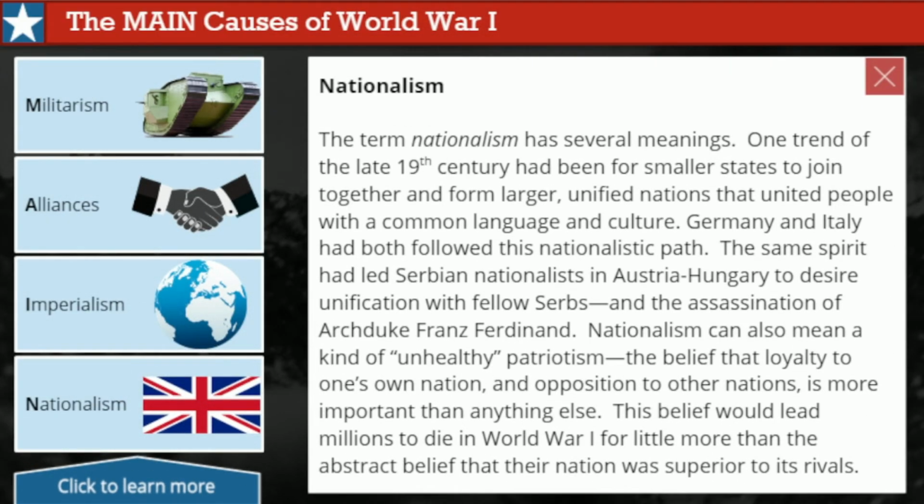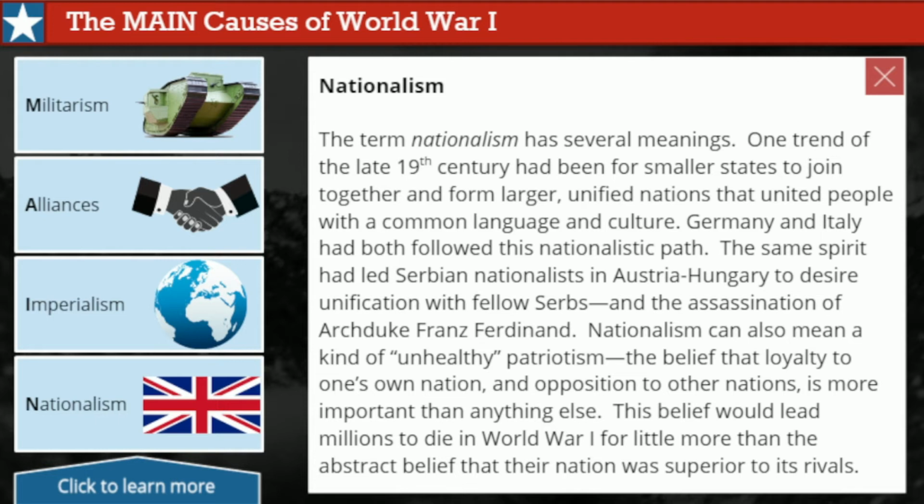Nationalism. The term nationalism has several meanings. One trend of the late 19th century had been for smaller states to join together and form larger unified nations that united people with a common language and culture. Germany and Italy had both followed this nationalistic path. The same spirit had led Serbian nationalists in Austria-Hungary to desire unification with fellow Serbs and the assassination of Archduke Franz Ferdinand.